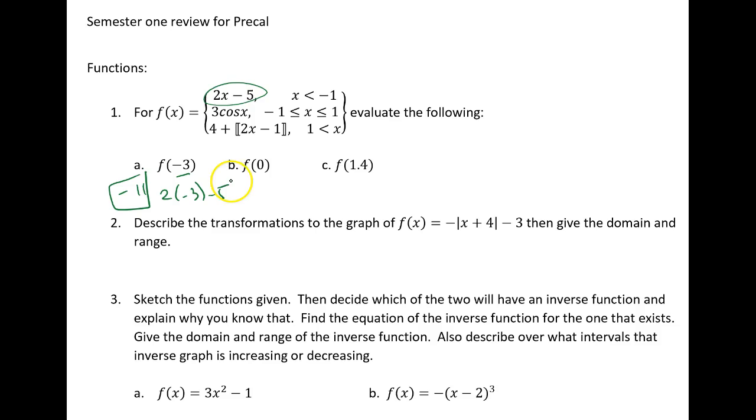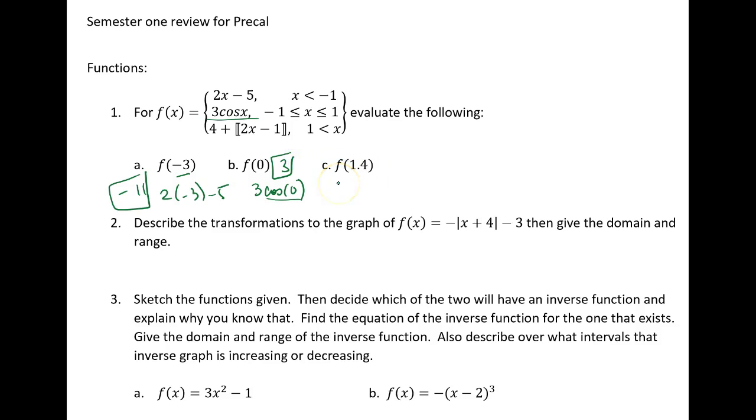Okay. Now f of 0, well, where does 0 fit? If you read all of these, it looks like 0 goes with the second one. So you're supposed to figure out 3 times the cosine of 0. Unit circle, guys. The cosine of 0 is just 1. So 3 times 1 is 3.